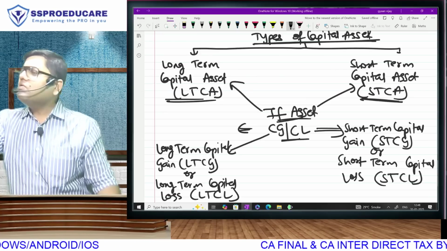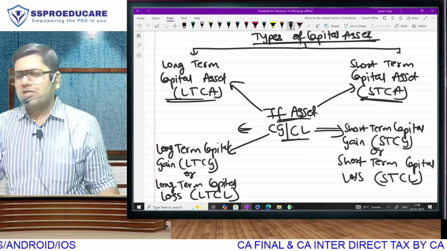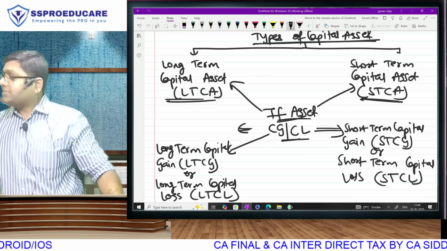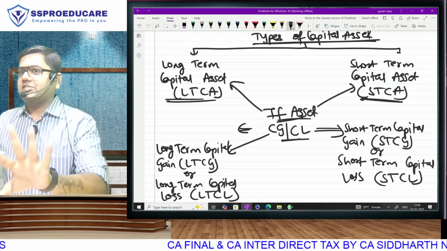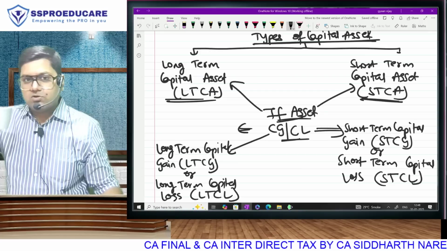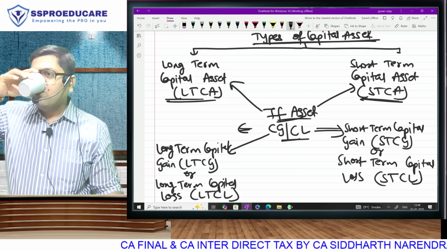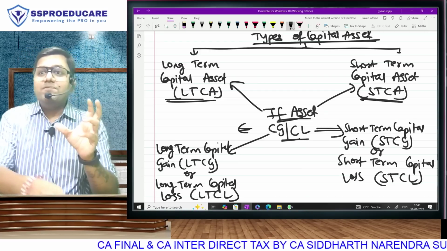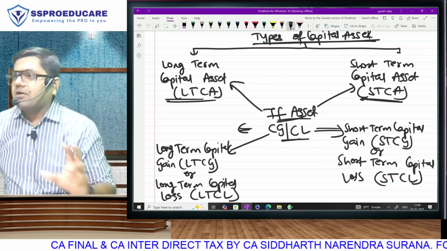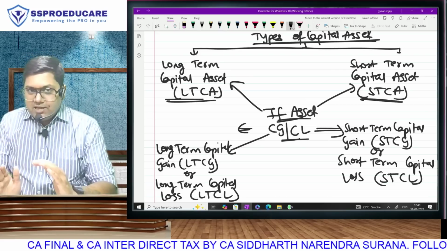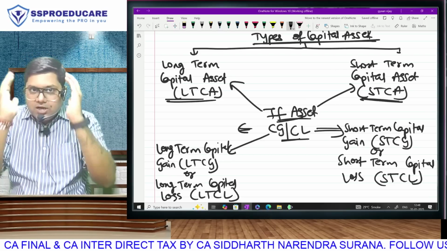Let's focus on the gain part right now, because ultimately we will pay tax on capital gains. By chance it's a loss, what are we going to do with the loss? It won't come in this chapter. You want to guess in which chapter that loss will go? That loss will go in the chapter set off and carry forward of losses, and that will be used to adjust against other profits. So for the time being, if we ignore the loss part, focus on the gain.